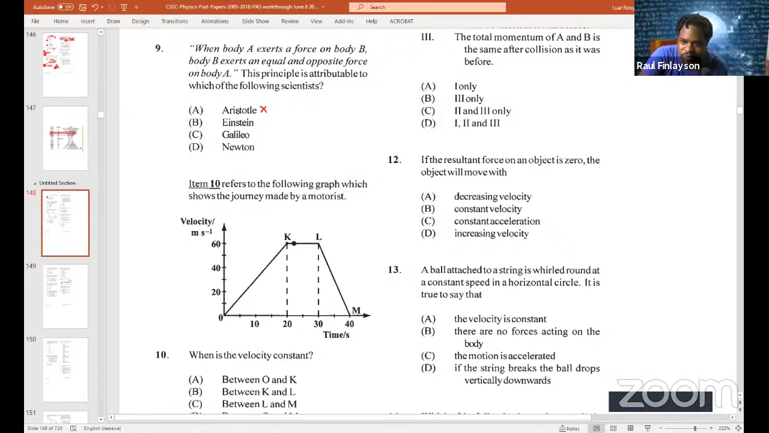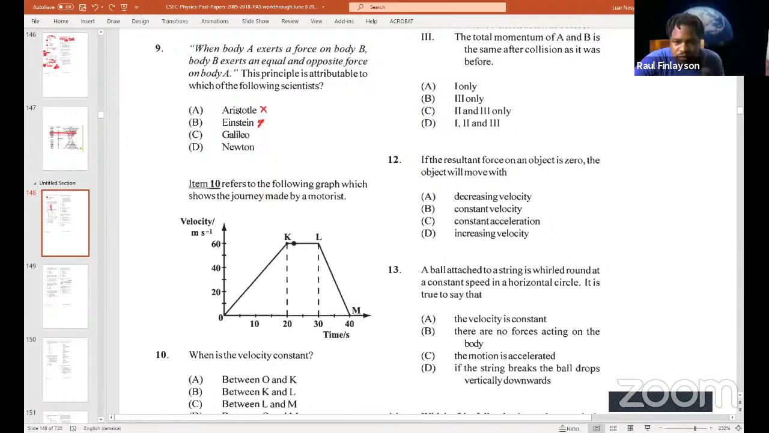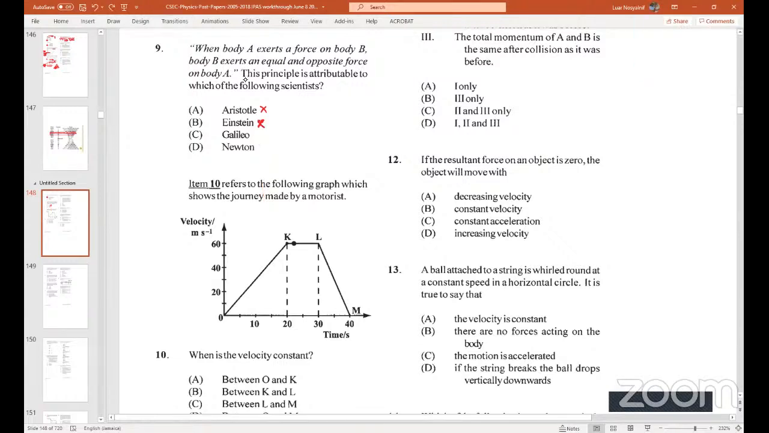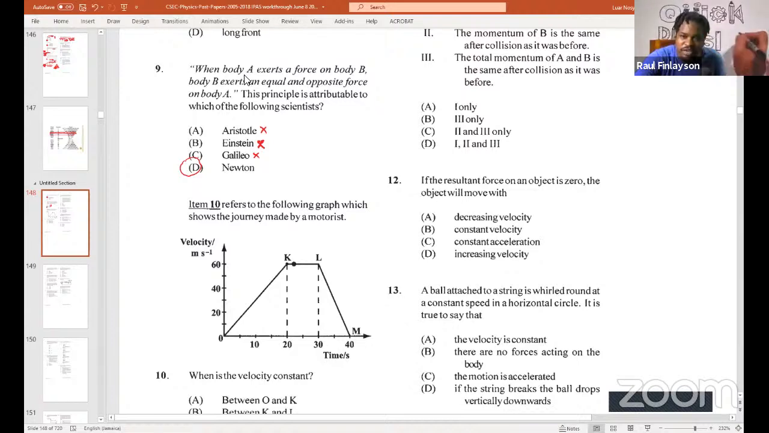And Einstein wasn't really into this type of thing, he was more about the atom. So he's out. So I think it's D, sir. Okay. Galileo would have been a close one, but he didn't do it. So D is the answer. This is actually Newton's third law. But again, luckily Newton's laws of motion are not on this year's exam for paper 2.